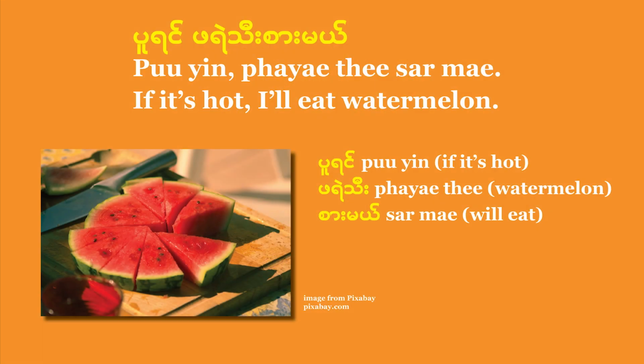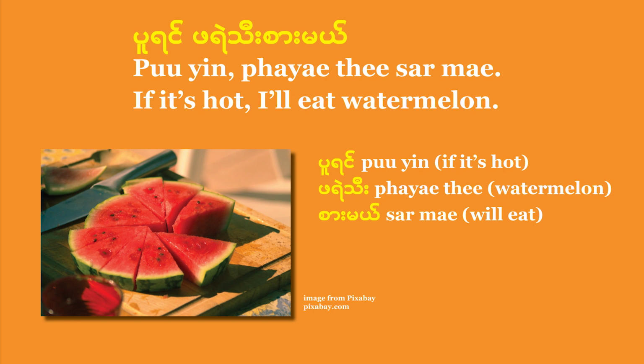Ya. If you want to say, I will eat something, for example, if it is hot, I'll eat watermelon, you say, Puyin paye di same. Let's break it down. Puyin, the conditional form of the verb bude, to be hot. Paye di is the word for watermelon. Same is the future form of the verb sare, to eat. Put it all together, you've got Puyin paye di same. If it is hot, I'll eat watermelon.